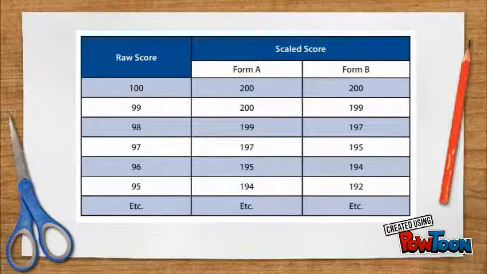We have scaled scores so that we can account for the difficulty differences in Form A and Form B. So you'll see that with Form A, a student gets a 200 if they score either a 100 or 99. So that makes it equal to Form B.